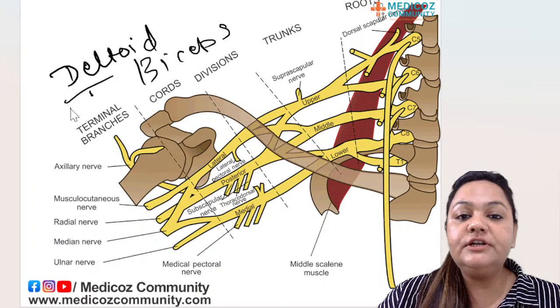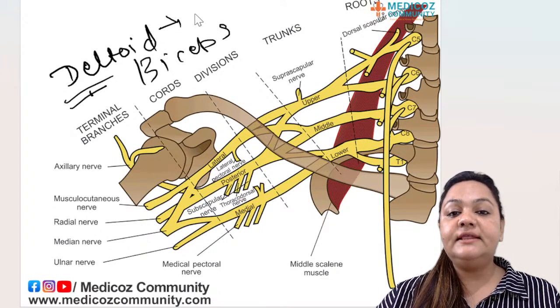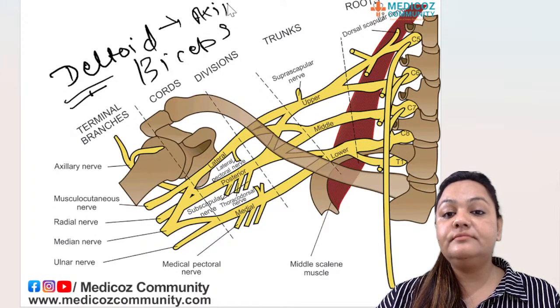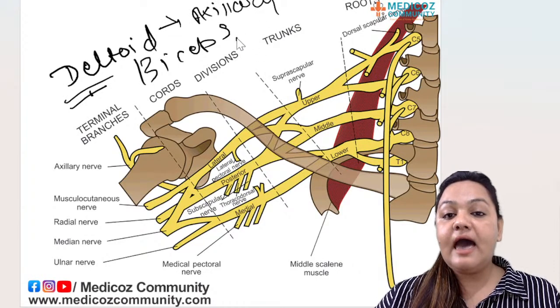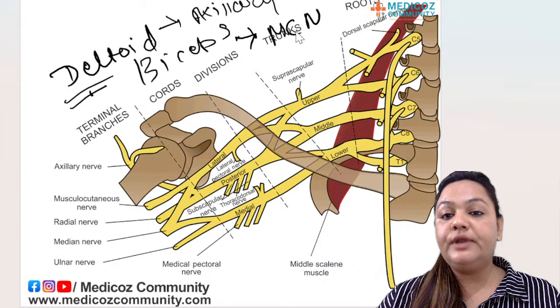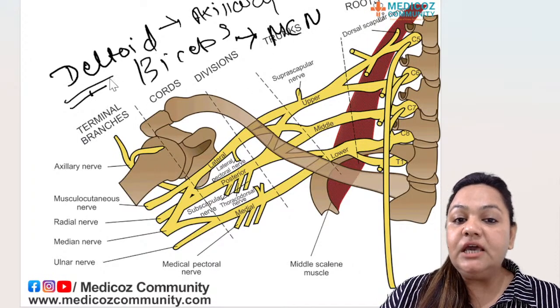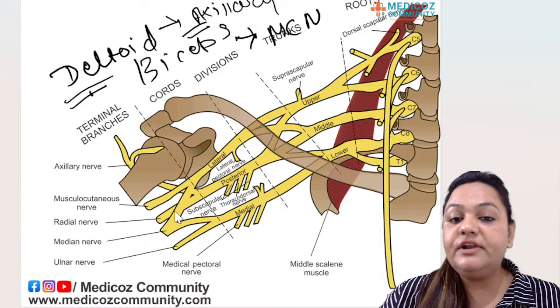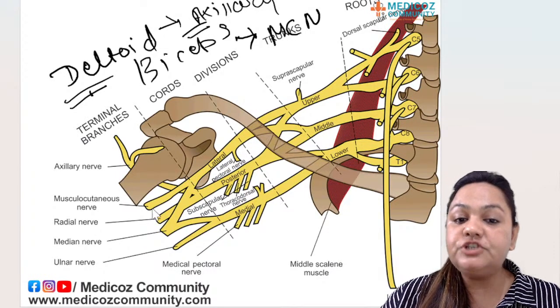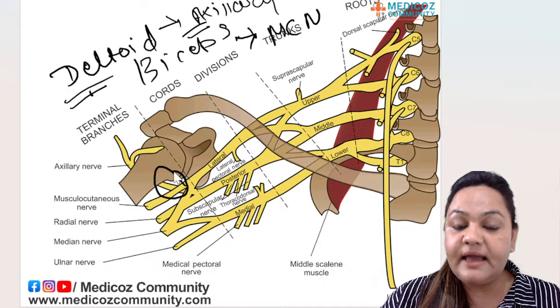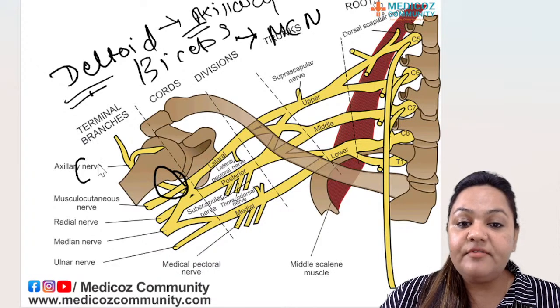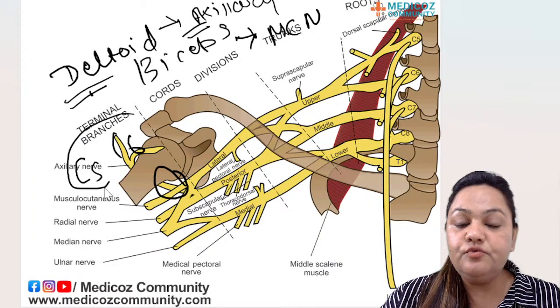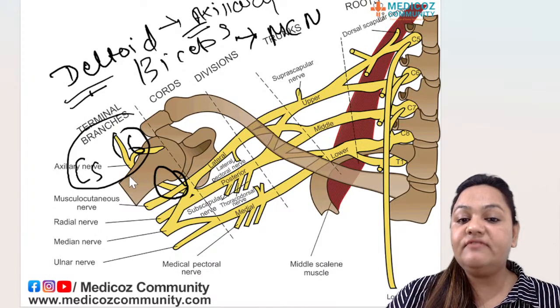Clear? So the deltoid muscle is supplied by the axillary nerve, and the biceps muscle is supplied by the musculocutaneous nerve. Now the deltoid muscle is supplied by the axillary nerve, a branch coming from the posterior cord of the brachial plexus, and it carries fibers from C5 and C6. The root value of the axillary nerve is C5 and C6.